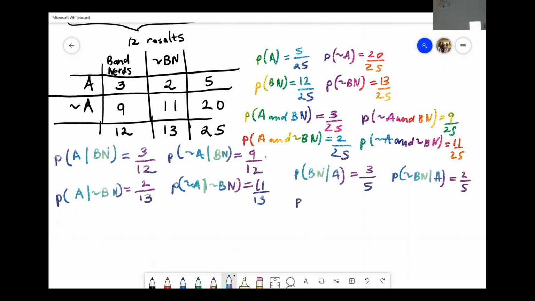And what's the probability of band nerd given not A? 9 out of 20. And what's the probability of not band nerd given not A? Well, that's 11 out of 20.